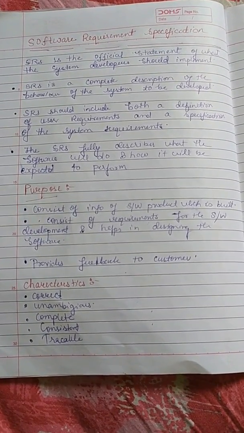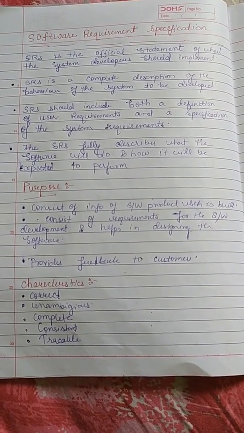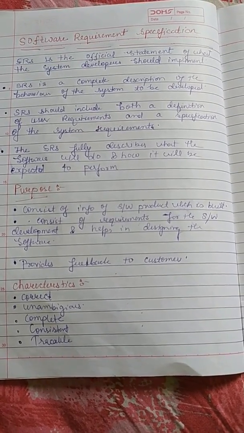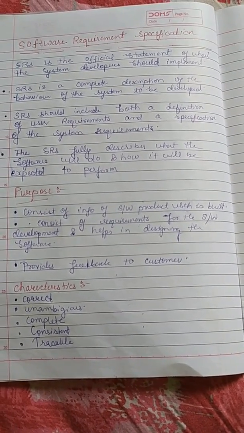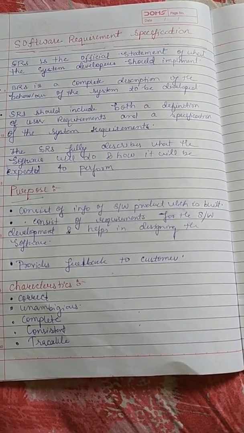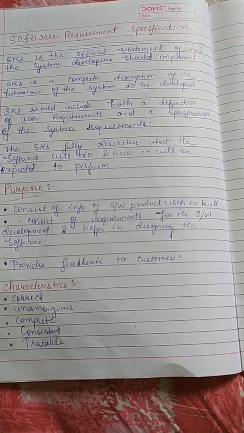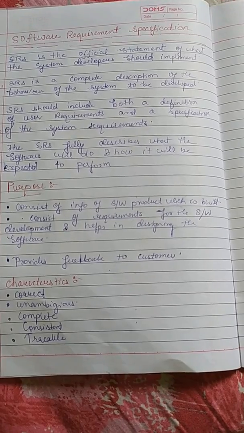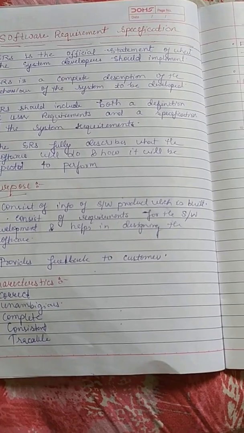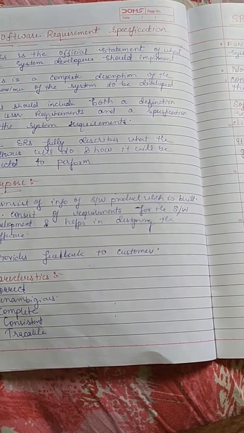So here is the definition: SRS is the official statement of what the system developer should implement. The software developer who is going to develop the software for the customer, in what way he is going to develop it, in what way the system is going to operate, and the ways to operate that particular software, everything is mentioned in that SRS document.